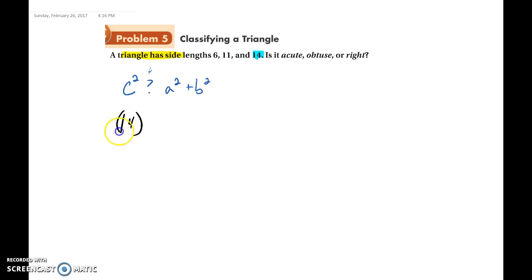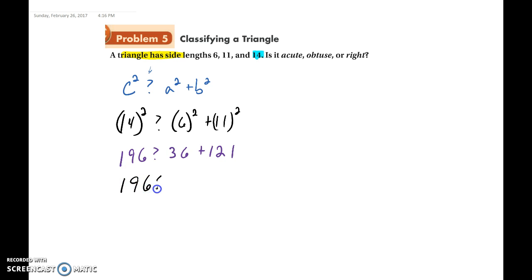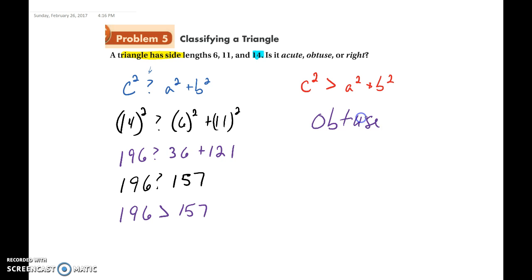So then it would be 14 squared, and then 6 squared plus 11 squared. 14 squared is 196. 6 squared is 36, and 11 squared is 121. We then add 36 and 121, and 36 plus 121 is 157. So 196 is greater than 157, or our c squared was greater than our a squared plus b squared. So since our hypotenuse squared was greater, that means this is an obtuse triangle. All right, that is it for this video, and that's it for this section.